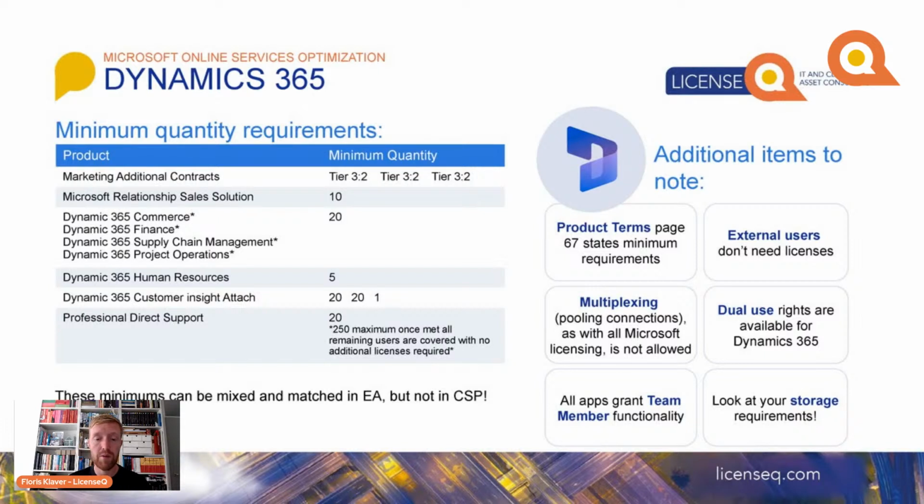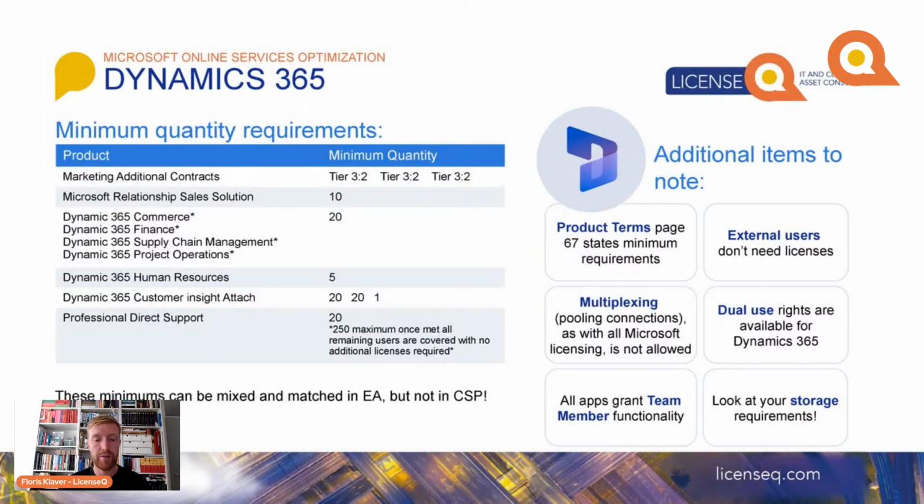Then some additional items. You don't need licenses in your Dynamics environment for external users. So do benefit from this if you have a lot of B2B or B2C within your environment. Multiplexing is always something you want to take good care of. If you get audited, you might be in for a nice little surprise if you have pooled your connections. Anyone who has access to this environment, either directly or indirectly, would need a license. Microsoft doesn't know concurrent use, so it's always a named user, and it doesn't matter how they access the environment. Again, dual use rights apply.